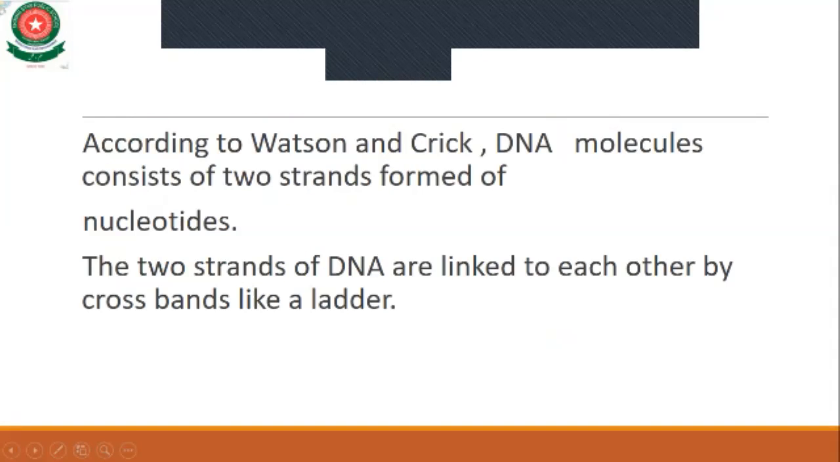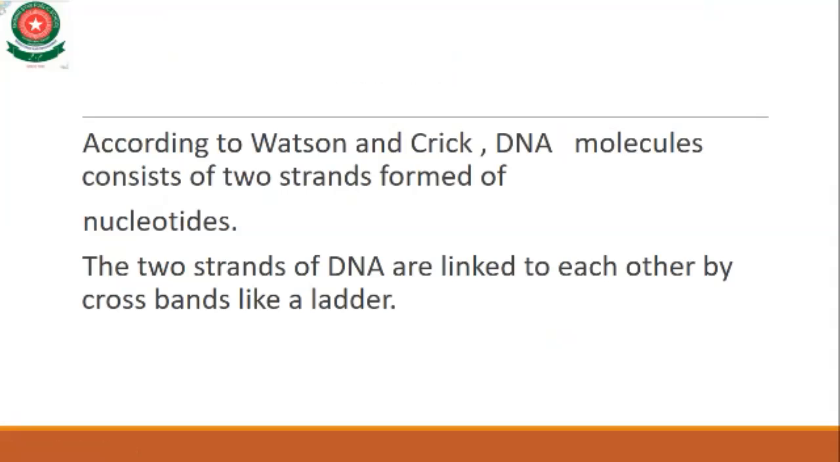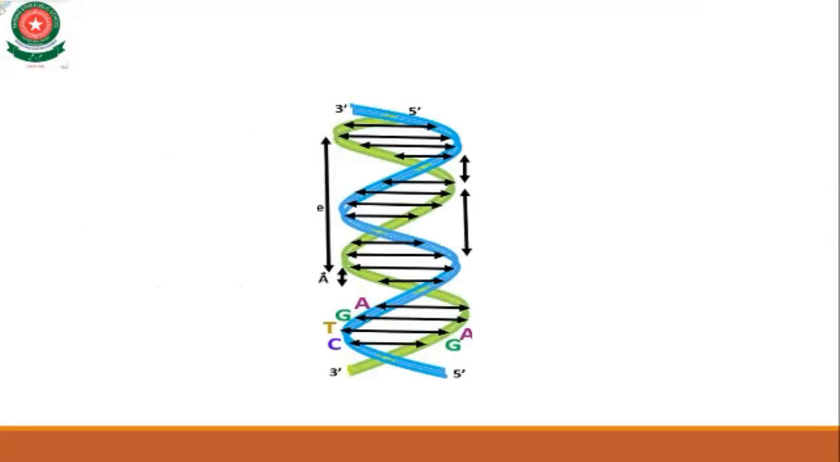Now, according to the Watson and Crick model, the DNA molecule consists of two strands formed of nucleotides. The two strands link with each other, cross-lap and intersect with each other like a ladder, as you all know a ladder. One DNA strand is shown in green and the other in blue. These two strands overlap with each other like a ladder. And this A, G, T, C: A is adenine, T is thymine, G is guanine, and C indicates cytosine.